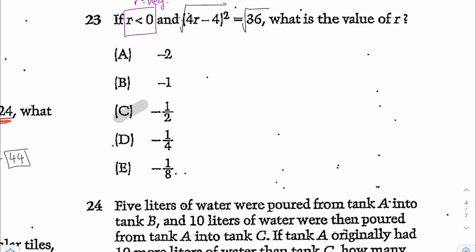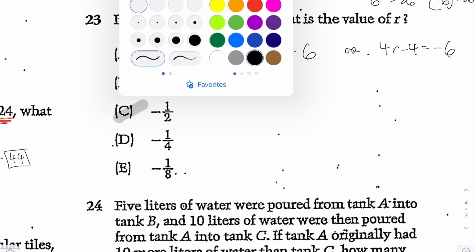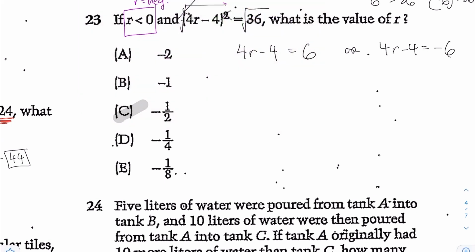But be careful when you do this, because when you take the square root of both sides, you actually end up with 2 potential answers. 4r - 4, which is what's left over after that square root cancels out with that power 2, can be equal to positive 6, or 4r - 4 can be equal to negative 6, because positive 6 squared is 36, but negative 6 squared is also 36. So once you have these 2 equations, you can solve for r just by using inverse operations.